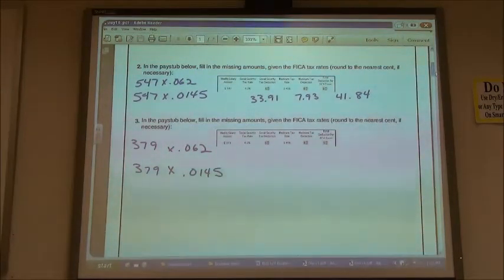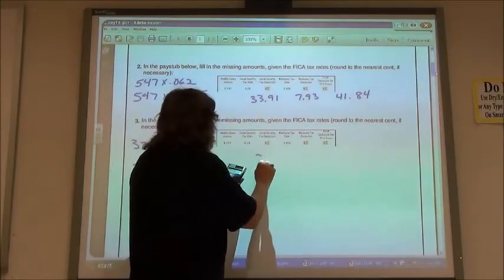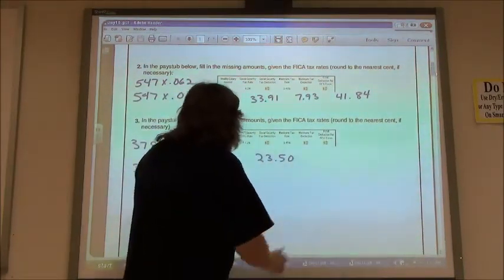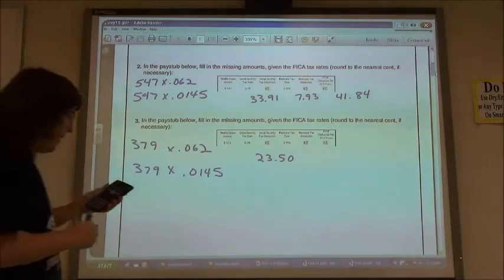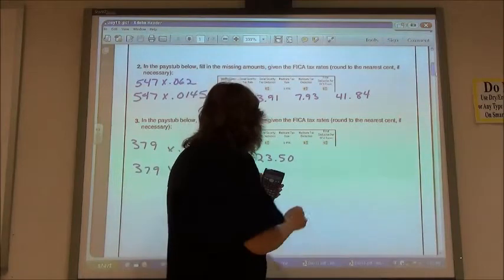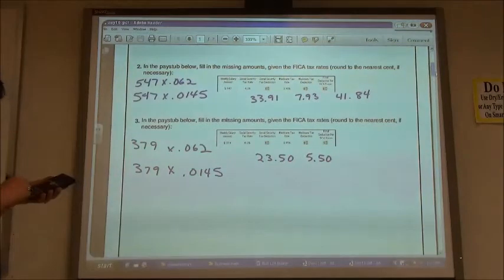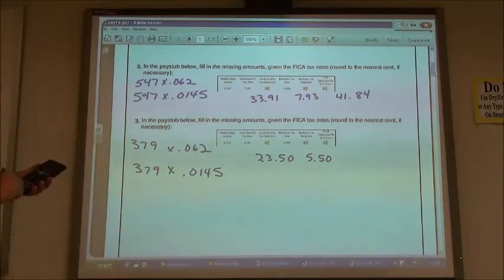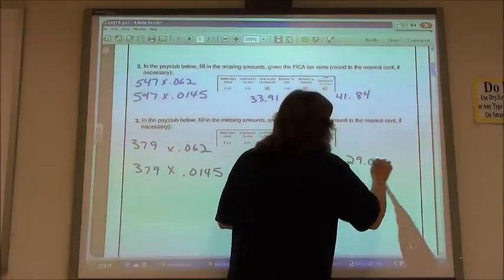So 379 times 0.062. Rounding that one off, we have to round that one up. We get 23.498, so $23.50, because 49 cents would round up to 50 cents. Medicare, 379 times 0.0145. We have to again round that one up. We have 5.4955, since there's a 5 behind it, 5.50, $5.50. And so if I take my $23.50 plus my $5.50, my total deductions, $29 even.